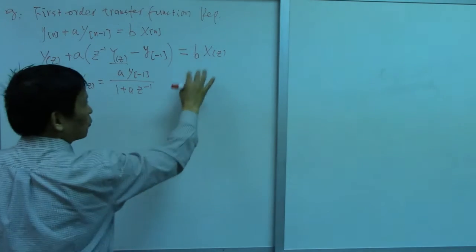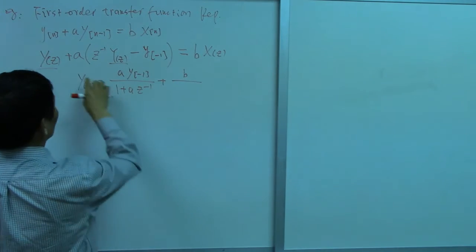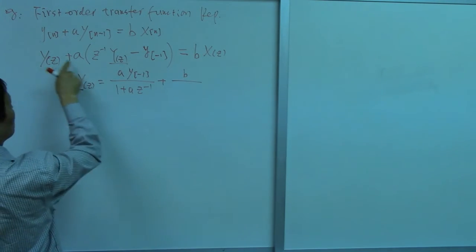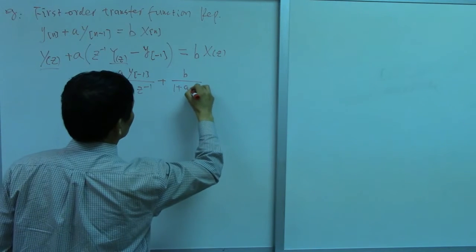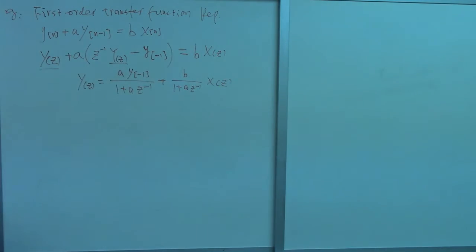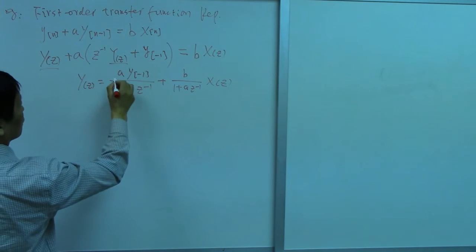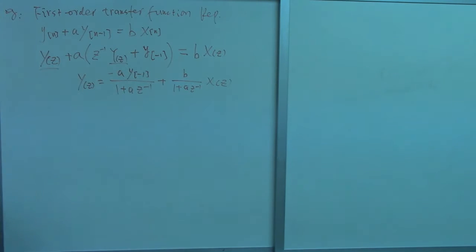Then don't forget this term. So plus there's b here, and again we have this coefficient 1 plus a z to the negative 1, and then times this. I think we have a mistake here. This is supposed to be plus, and this is supposed to be moved to the minus. Okay.